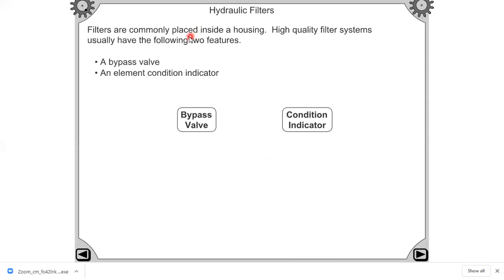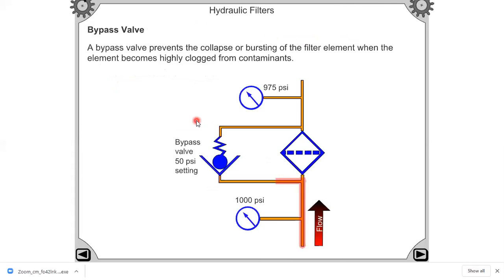Then how can we place the filters? Filters can be placed inside a housing. A high quality filter system has two features: the bypass valve and an element condition indicator. We will be using the filter with the bypass valve, and an element condition indicator also. First we see how the bypass valve is used.